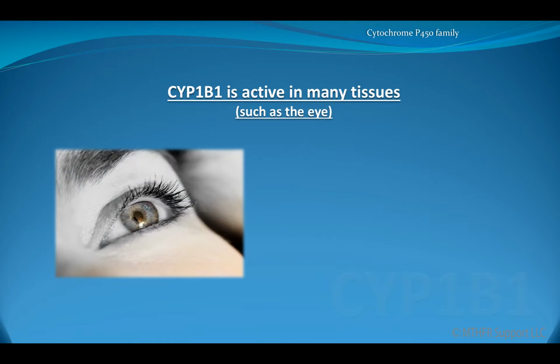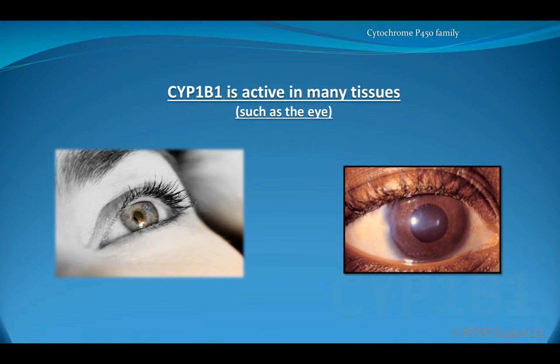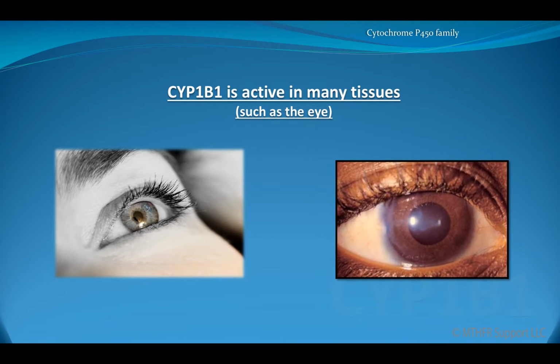The CYP1B1 enzyme is active in many tissues, including structures of the eye. More than 140 CYP1B1 gene mutations have been identified to cause early onset glaucoma. A lack of the CYP1B1 enzyme likely disrupts normal development of the eye.